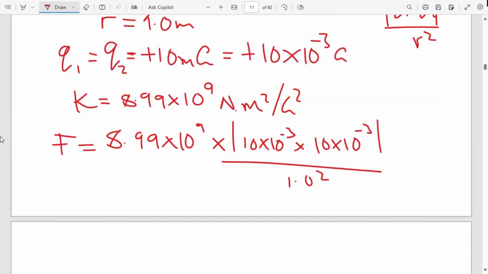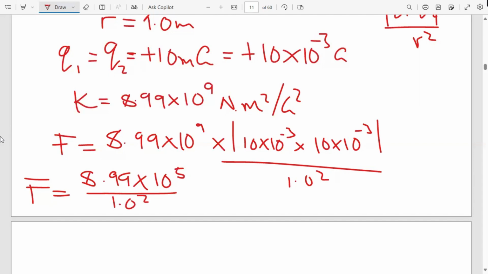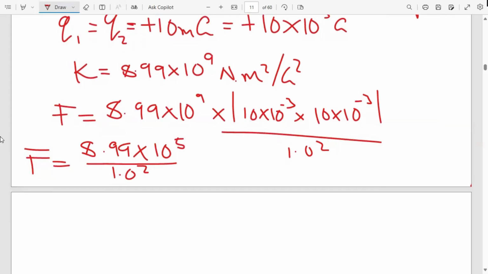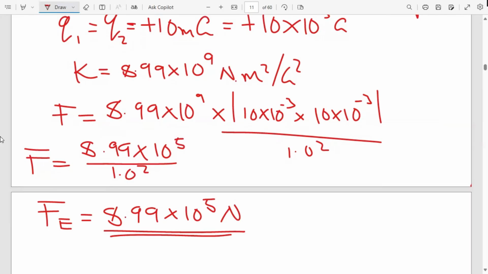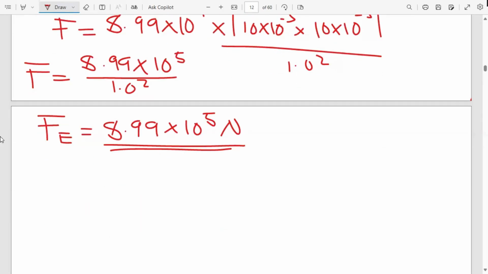So if I multiply my numerator, I'm getting 8.99 times 10 to the power minus 5, and this is going to get divided over 0.1 squared. So if I divide that, I'm finding my electrostatic repulsive force as 8.99 times 10 to the power 5 newtons. That is the electrostatic repulsive force that is between the two charged bodies.